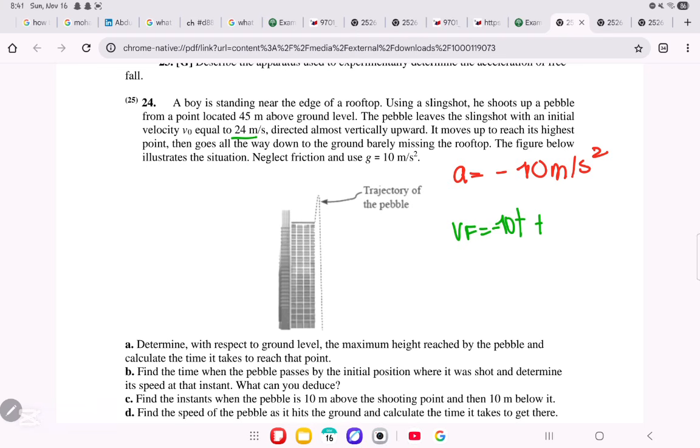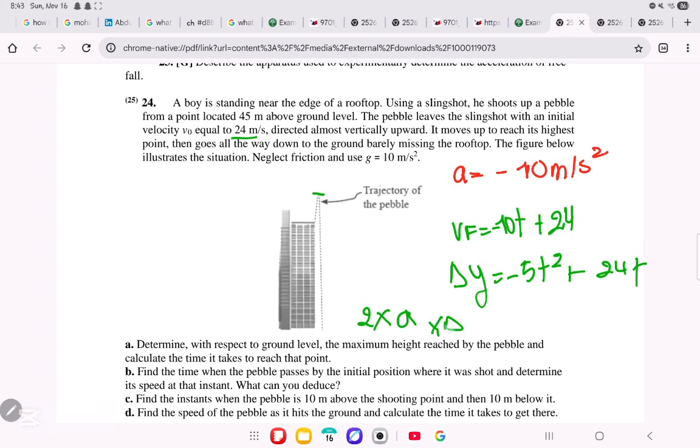Okay, now how do we reach delta y? What's delta y? Delta y is the highest point, okay? Delta y is equal to 1 over 2 acceleration times time squared plus v0 t. So minus 10 times half, that's minus 5t squared plus 24t. This is delta y. Another equation we can use for delta y is 2 times acceleration times delta y is equal to v final squared minus v initial squared.